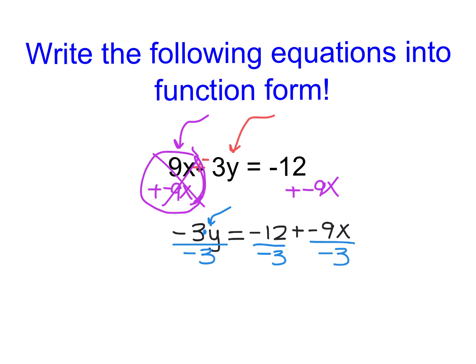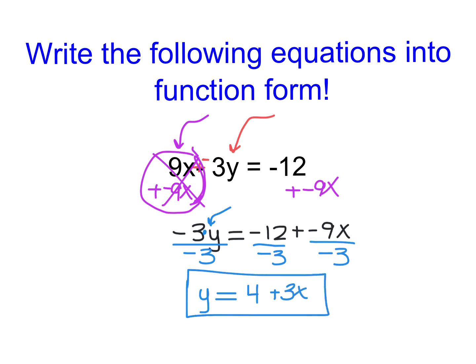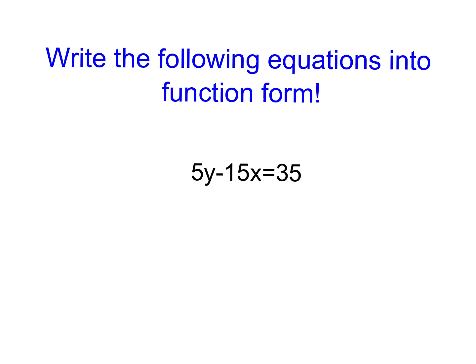by a negative 3. And as a result of that, we end up with y is equal to negative 12 over negative 3 is a positive 4, plus negative 9 over negative 3 is a positive 3x. So we now have y completely alone.